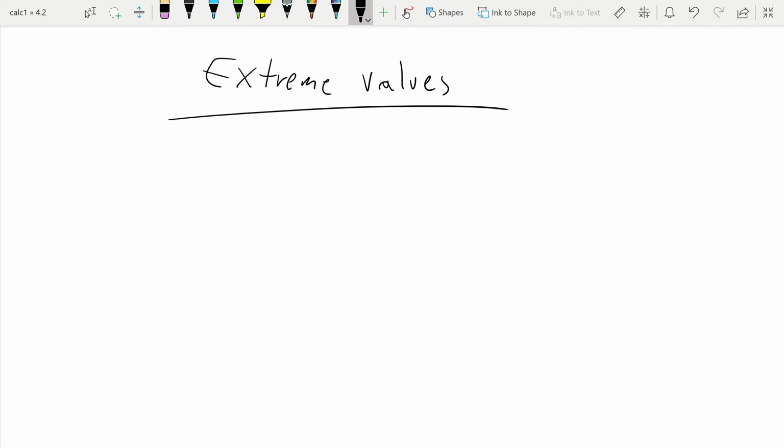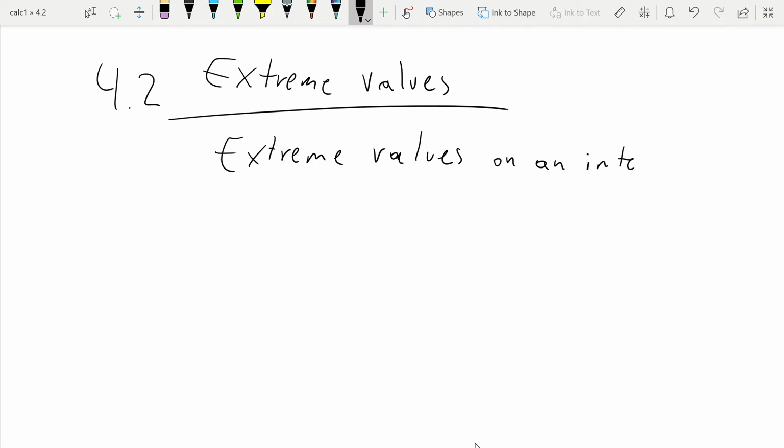So we need to be able to recognize these candidates for maxima and minima, and that's what this section is about. This is section 4.2, extreme values. The candidates for maxima and minima are going to be the extreme values of a function. So what are extreme values? Extreme values on an interval I, where I here is any interval.